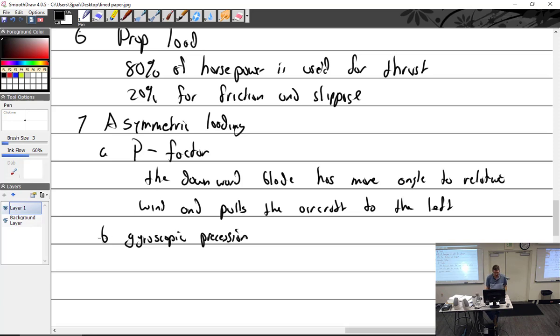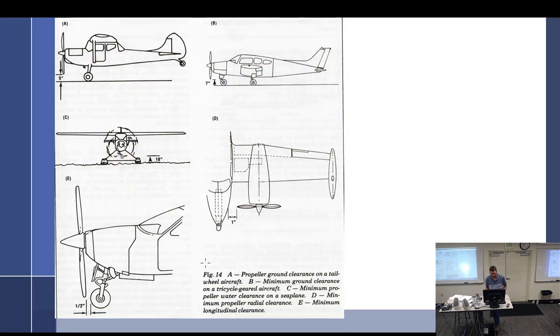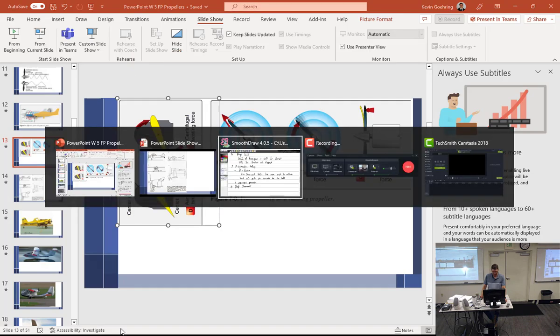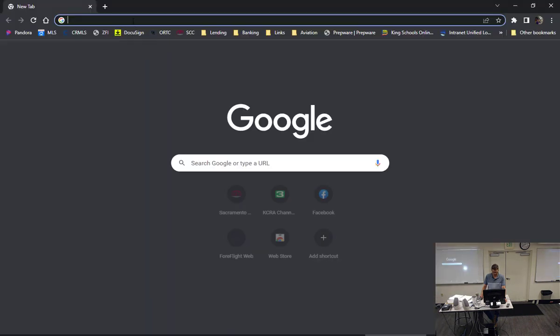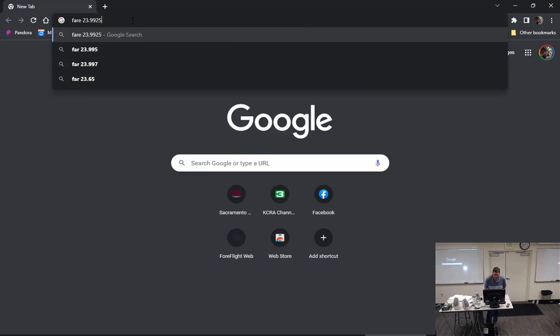Okay. Prop clearances. This is kind of a weird subject, and you kind of have to talk about it. But things are in this weird thing. So prop clearances comes from FAR 23.925. Let's try something here. 23.925. So FAR 23.925.